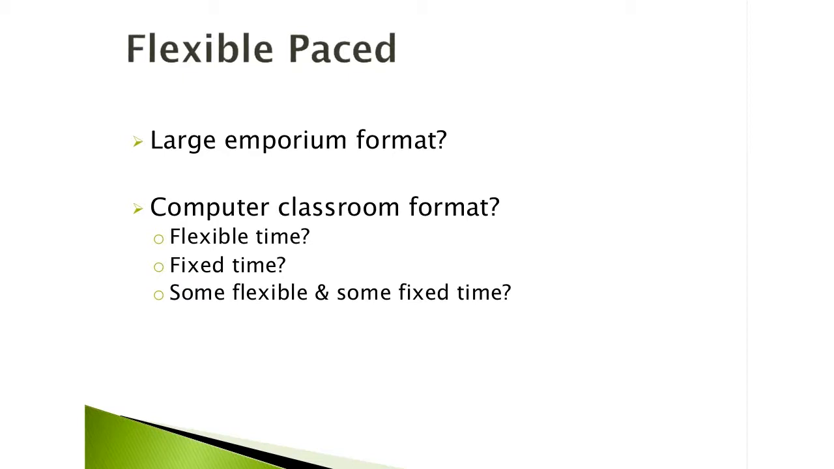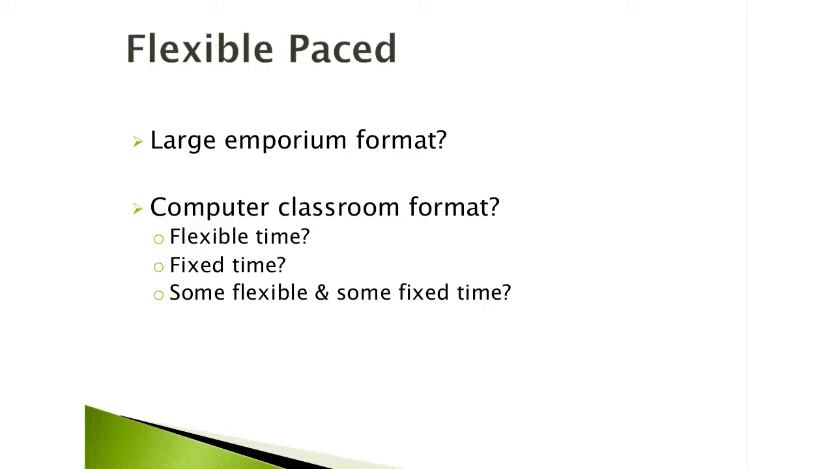As previously mentioned, we can have one large emporium that might have 100 or 200 computers in there and multiple classes running concurrently. Some colleges have computer classrooms, so perhaps they have 10 classrooms with 20 or 25 computers, and the students all meet 5 times a week in that classroom. Those are often at fixed times, but they can be flexibly timed as well. And then there's a combination of both of those, where one course may have some fixed time and some flexible time.